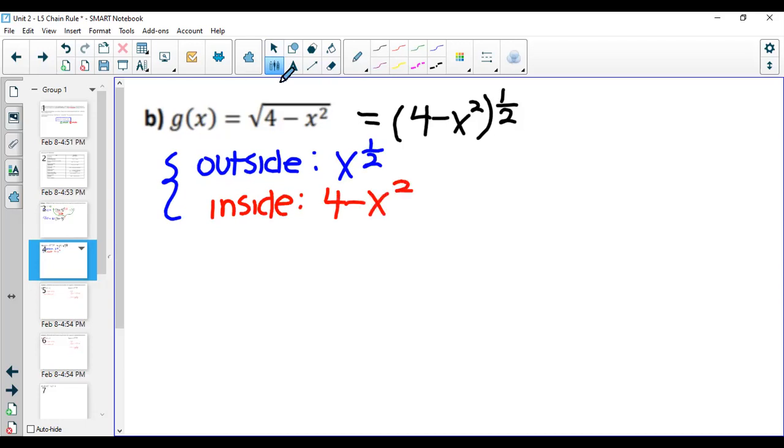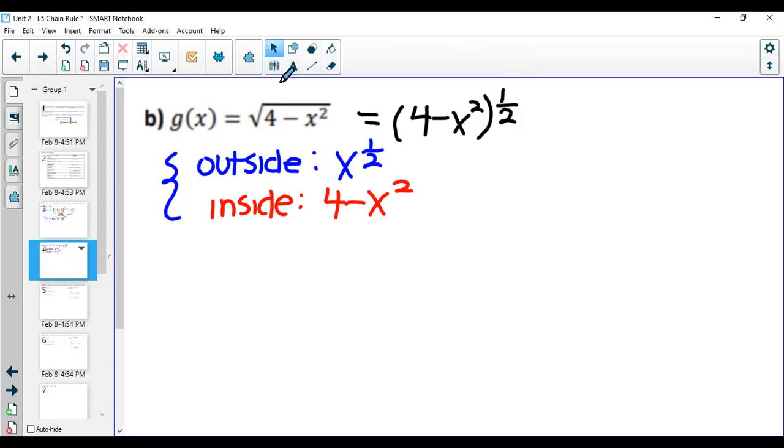So you want to take the outside function and treat it as what we would do if we had x to the power of 1/2. Take the outside derivative first, then the inside derivative. Chain rule, it's a chain. The outside, then the inside, kind of like links on a chain.